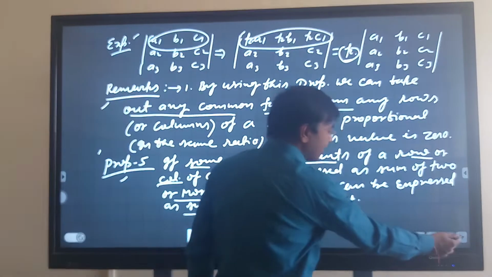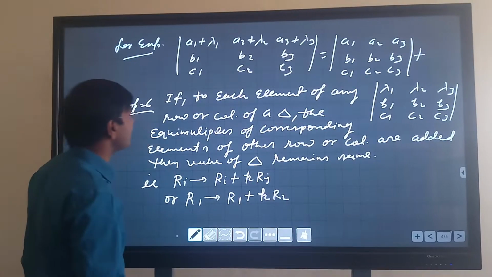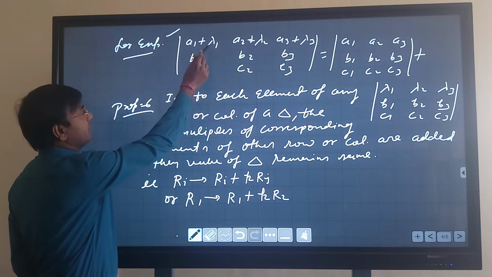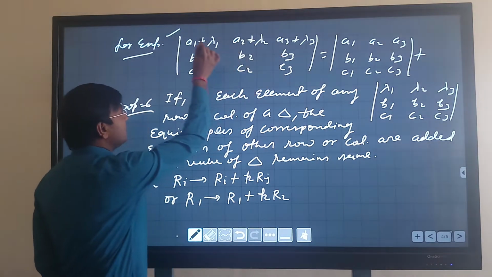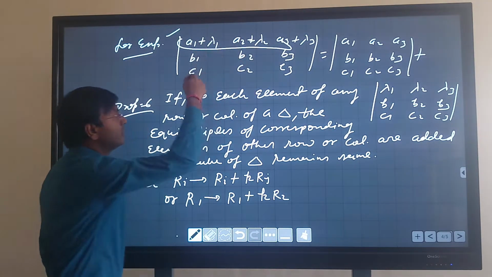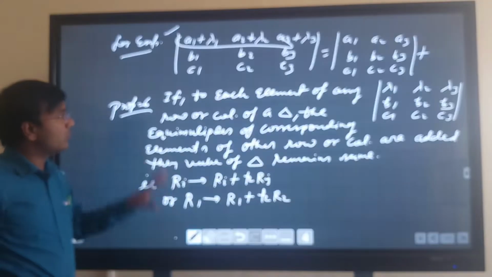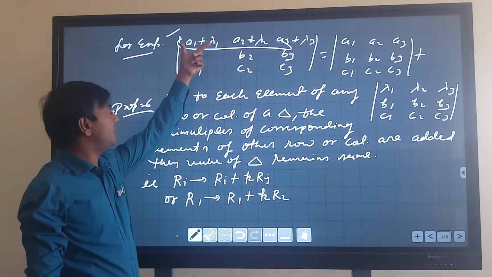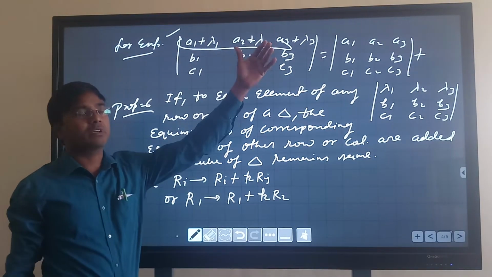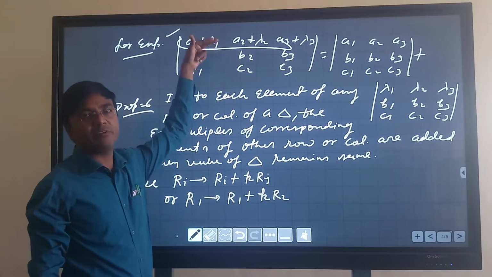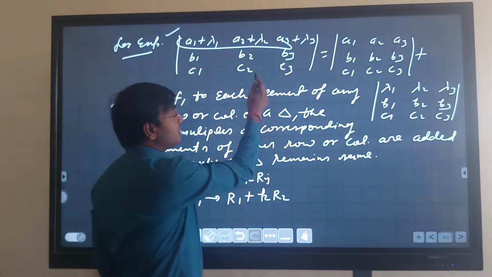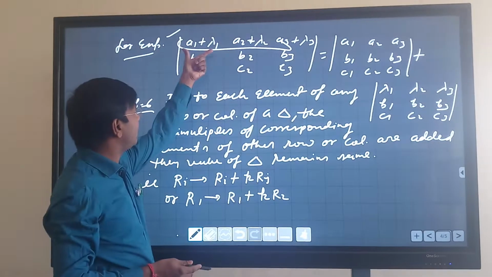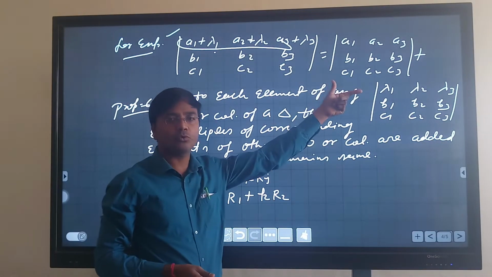So according to this property, suppose this is the given determinant a1, b1, c1, and plus lambda 1, lambda 2, lambda 3. So here we see that this row 1 is the sum of 2 terms. So according to property, if any row is a sum of 2 or more terms, there may be 2 or more terms, like plus lambda 3, lambda 4, something like that, right? So this determinant can be expressed in 2 or more determinants. So here are 2 terms, so we will express this in 2 determinants.